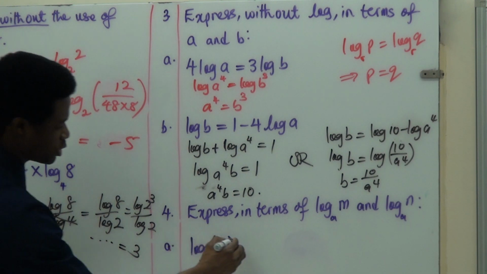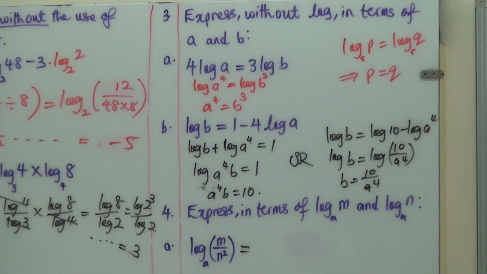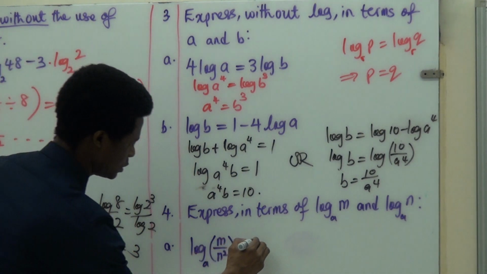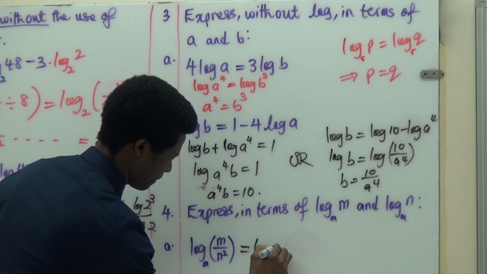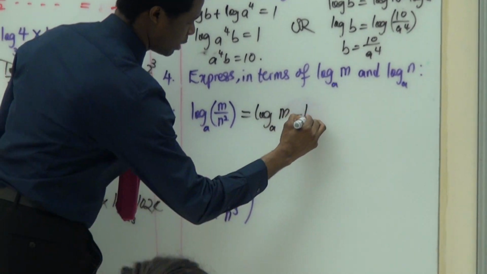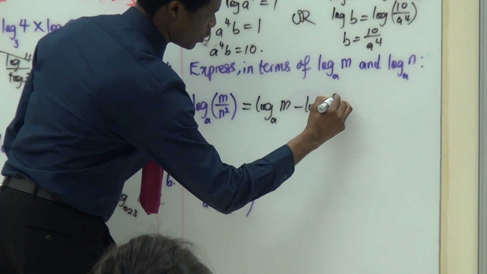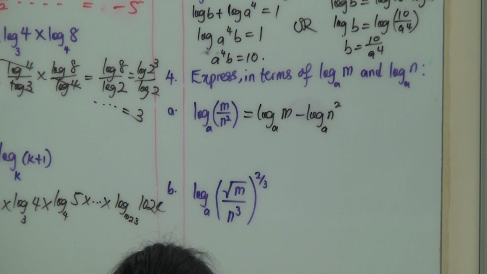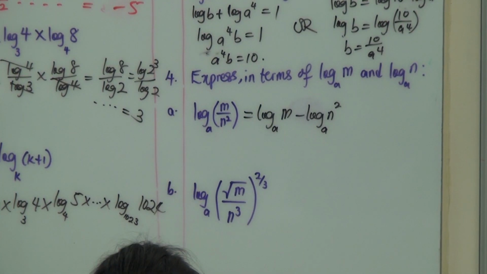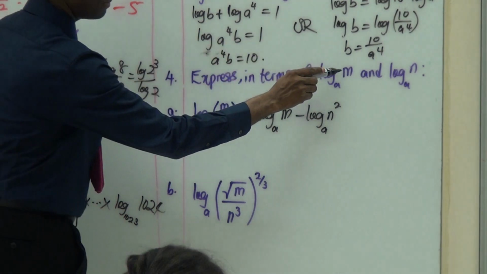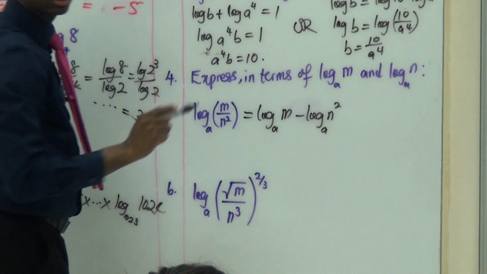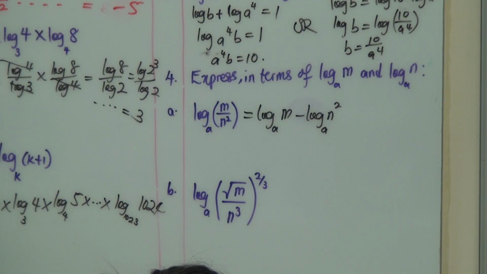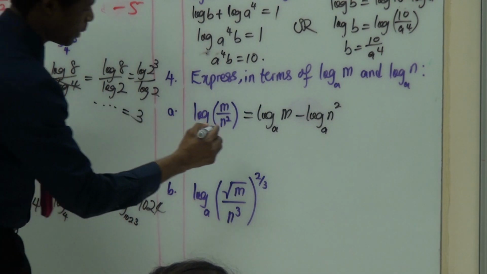And this is simply subtraction, right? For you to have that, it has to be subtraction. So that will be log m to base a minus log n squared to base a. But this is not the final. Who can tell me why? In terms of log m and log n, it never said square. So you just make sure the power is dealt with.